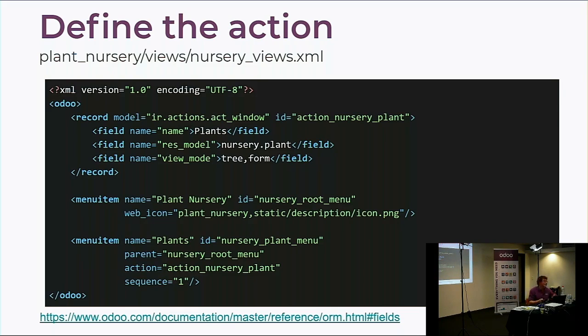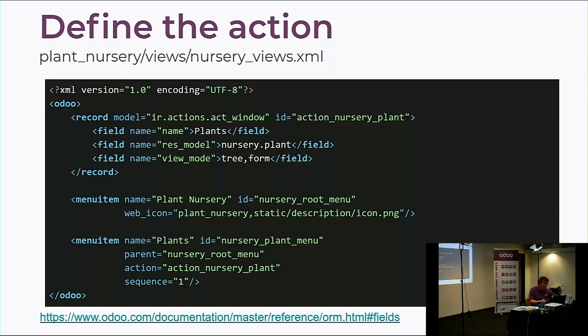The second element is a root menu item here. In Odoo, you know that there is an app switcher that we call the home screen, for example, in which all the main applications are displayed. By defining a root menu item, understand an item without parent, the application should have its own dedicated icon here. And the third element is the menu item to display the plants, and its parent is obviously the root menu item. And this menu is linked to the action we defined just before, the action here.